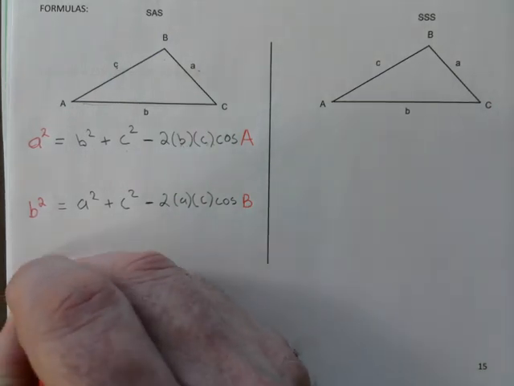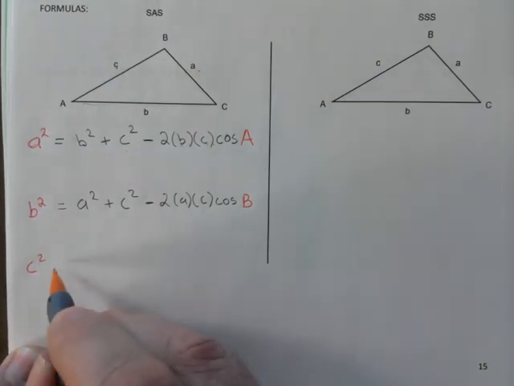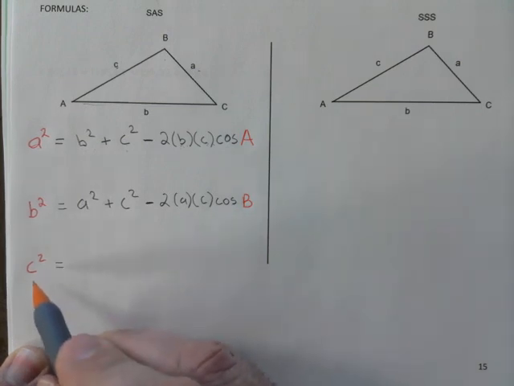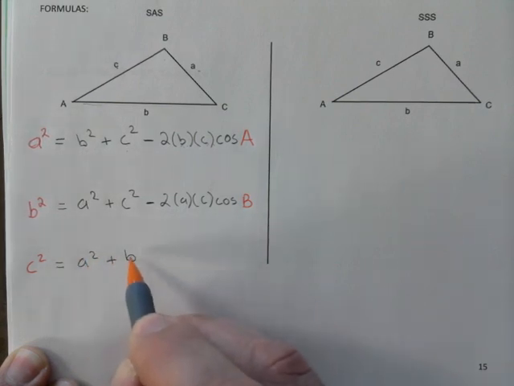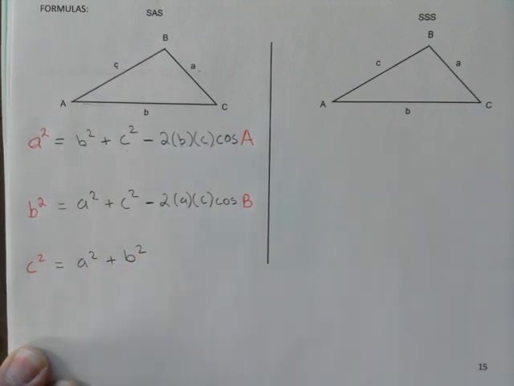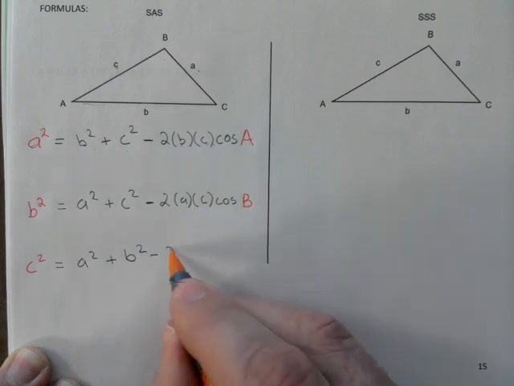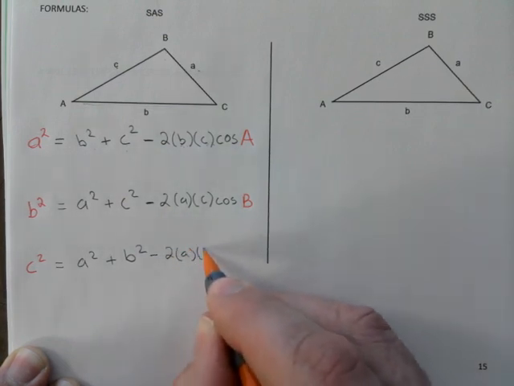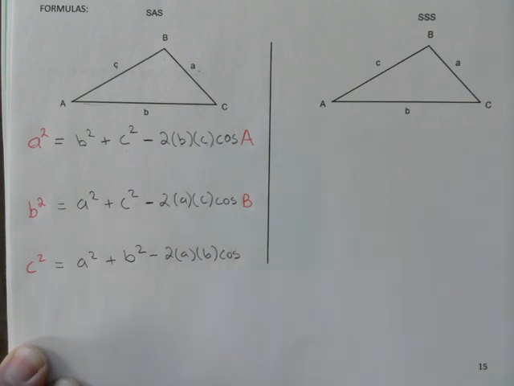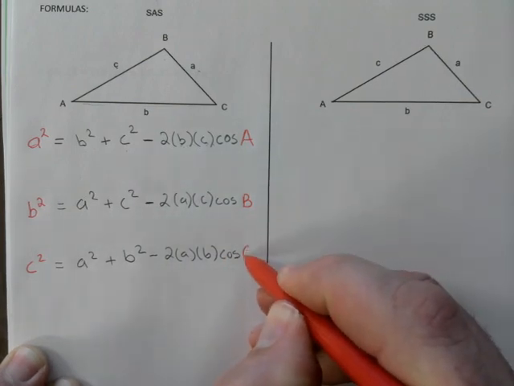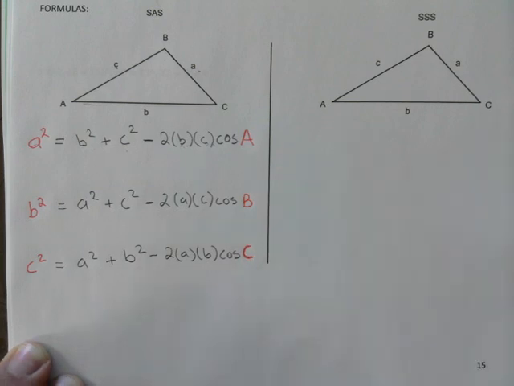And last but not least, if you wanted side C, you got to start with C squared. That would be A squared plus B squared. Those are the other two sides. Minus 2 times A times B times cosine of, you guessed it, angle C. Make a capital C there.